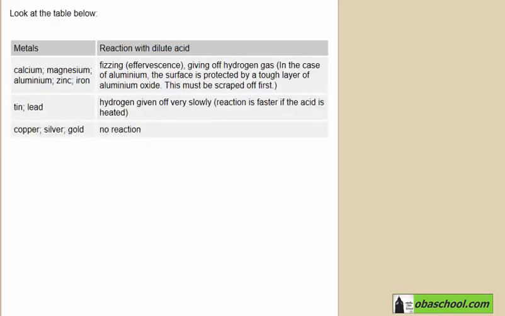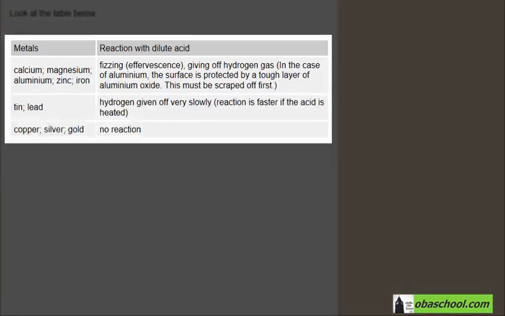Let's take a look at this table. We have three groups of metals. In the first group, we have calcium, magnesium, aluminum, zinc, and iron. When added to a dilute acid, we will observe fizzing or effervescence and the giving off of hydrogen gas. Whereas, if we use tin or lead, hydrogen will be given off very slowly and the reaction will be faster if the acid is heated. If we use copper, silver, or gold, no reaction will take place.